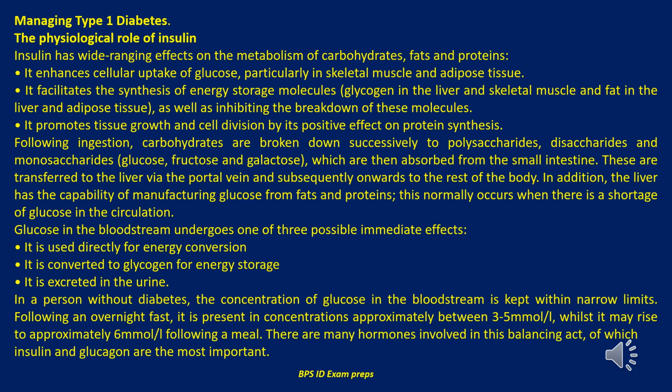In a person without diabetes, the concentration of glucose in the bloodstream is kept within narrow limits. Following an overnight fast, it is present in concentrations approximately between 3 to 5 millimoles per liter, whilst it may rise to approximately 6 millimoles per liter following a meal. There are many hormones involved in this balancing act, of which insulin and glucagon are the most important.